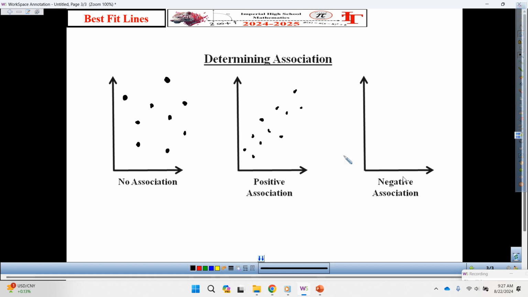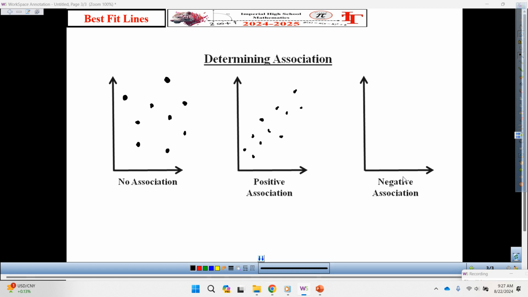All right, so here we go. No association, just to clarify, you don't really have a pattern as to what's going on here. However, positive association, look up. Notice it starts down here and it starts going in what direction? Up. It starts going upward. Everybody see that?